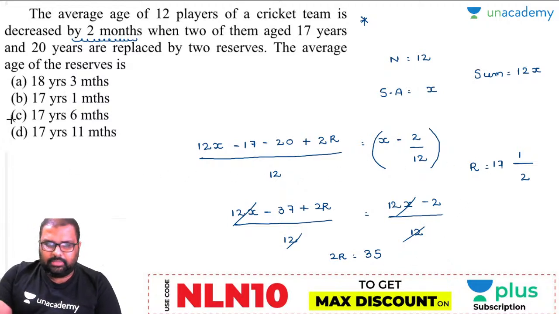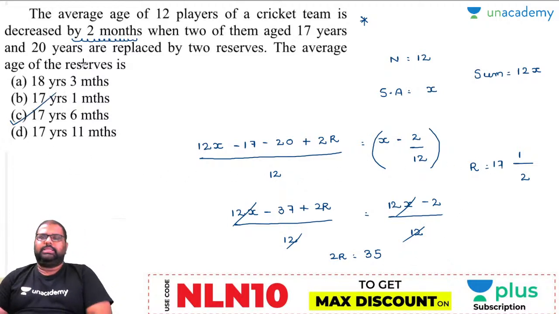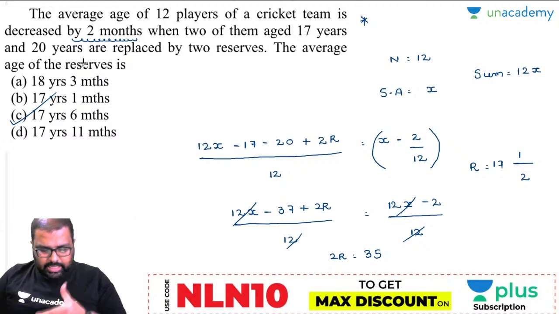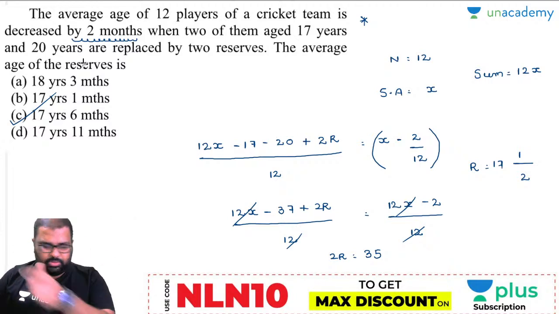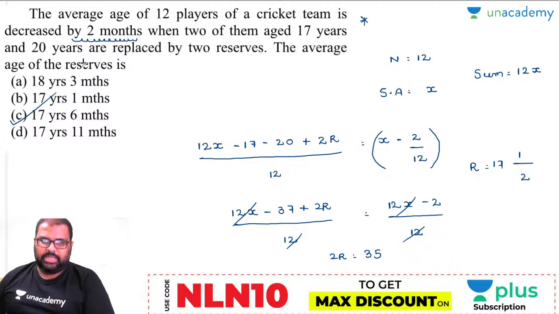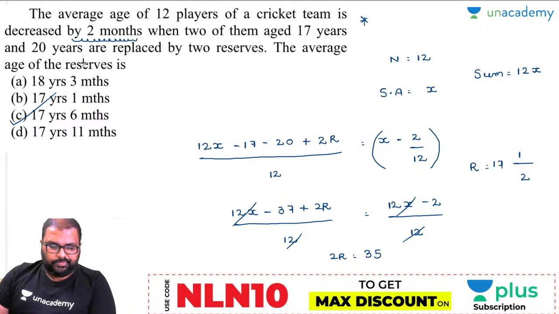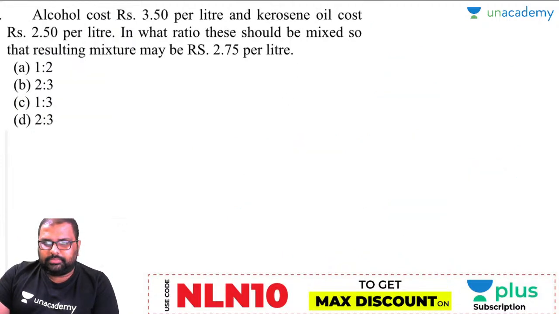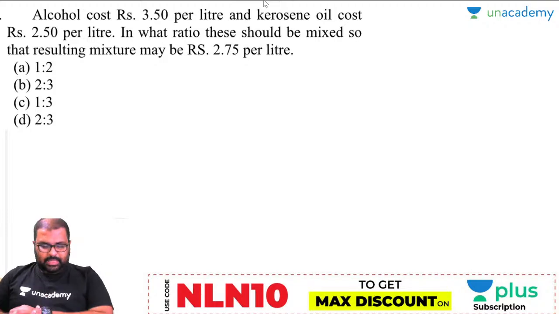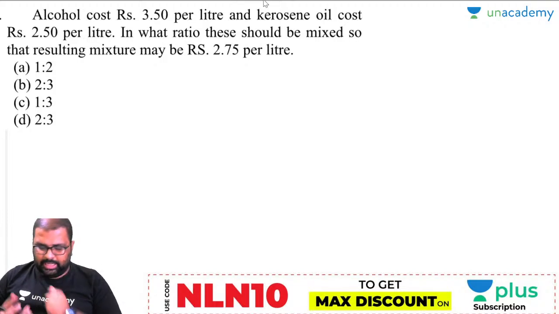17 1 by 2 is nothing but 17 years 6 months. Is it clear? Now I am using the same basic concept. Simple average is equal to sum of terms divided by number of terms. Apart from that, I am not using anything there. Done. Very good. Right. Now let's start using alligation rule.